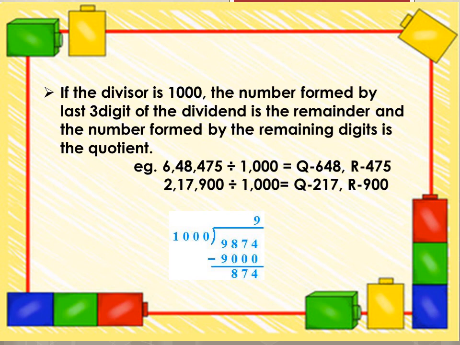Let's see this example given below. 9,874 divided by 1000. We will read the table of 1000. 1000 nines are 9000, subtracted, we get the difference 874 as the remainder.